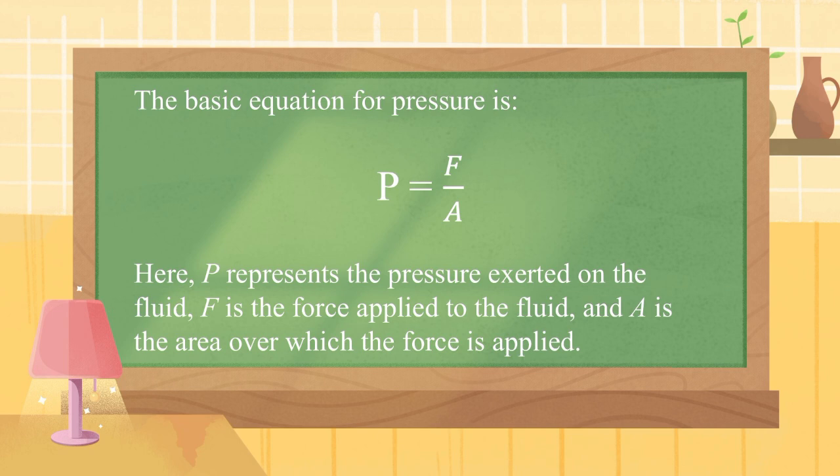To analyze Pascal's principle, we rely on the relationship between force, pressure, and area. The basic equation for pressure is P = F/A. Here, P represents the pressure exerted on the fluid, F is the force applied to the fluid, and A is the area over which the force is applied. Pressure, therefore, is defined as force per unit area.